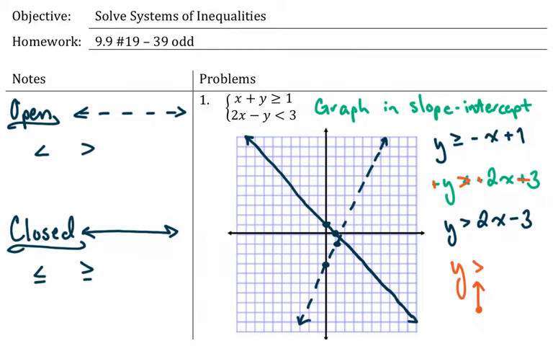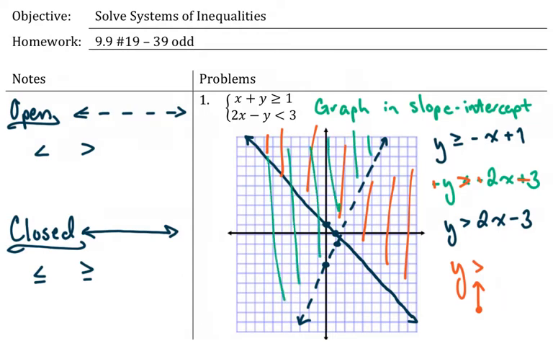So if we look at both these lines, you can shade them separately. For the first one, we're talking about this area above the line all the way across. And then for the second one, we're talking about above the line here. And then the solution you can see is this area where they both intersect. See how we've got green and red, but only in this triangular shape?